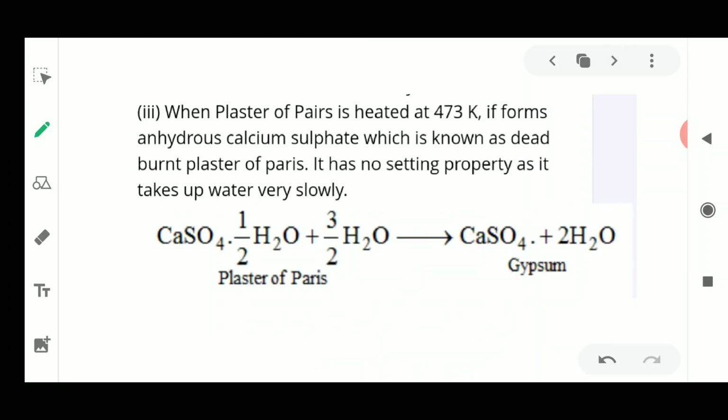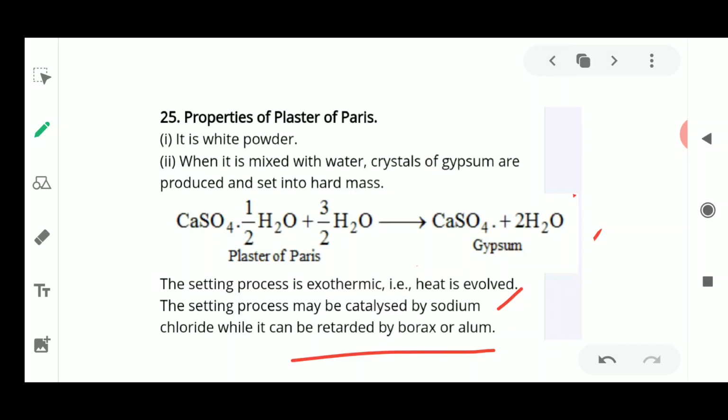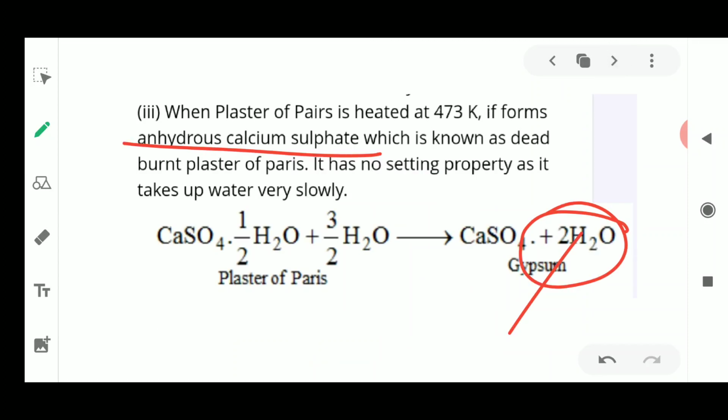The next thing is that whenever plaster of Paris is heated to 473 Kelvin, it forms anhydrous calcium sulfate, meaning the water of crystallization will be released. Whatever is left will be anhydrous calcium sulfate, that is CaSO4 only. It is not going to have 2H2O in it, but before it had 2H2O in combined form, so it sets into gypsum when we add water. But when we heat it to 473 Kelvin, it forms CaSO4 only.